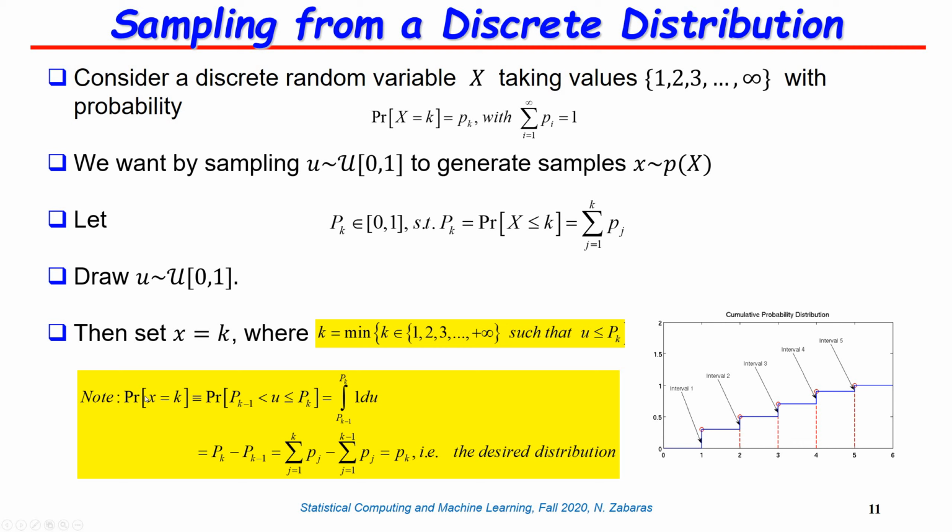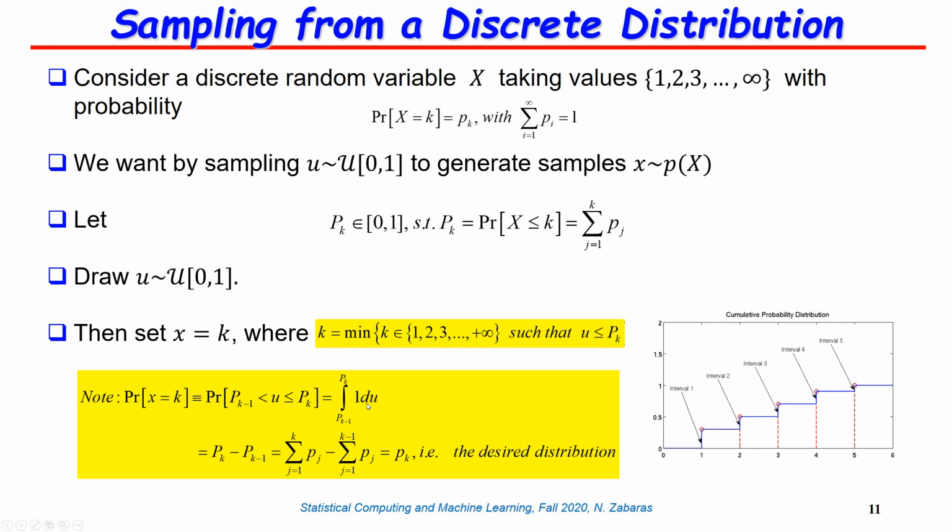Remember that the algorithm I generated is, I told you that I am going to take x equal to k when u is between P_{k-1} and P_k. So effectively, the probability that u will be between capital P_{k-1} and capital P_k is equal to the probability of x being equal to k. Now the question is, is the probability of x equal to k equal to little p subscript k? Because that's my probability for the k-th state of my discrete random variable. So let's see that. This is my definition. This is what the algorithm does.